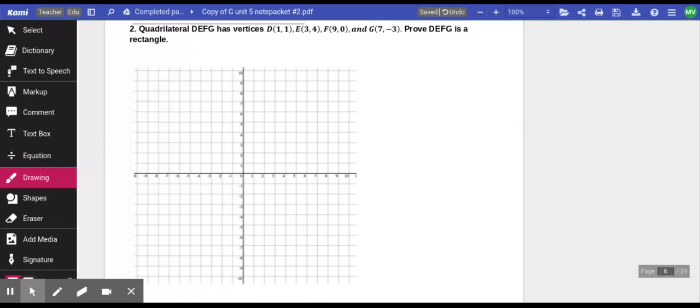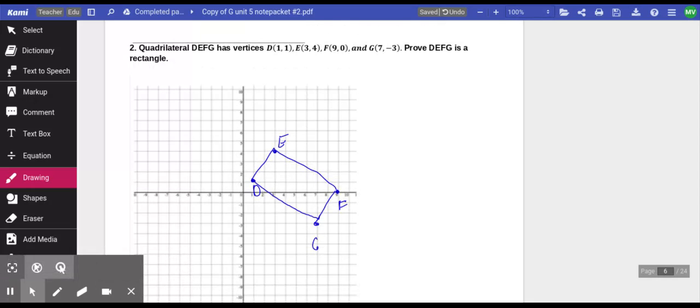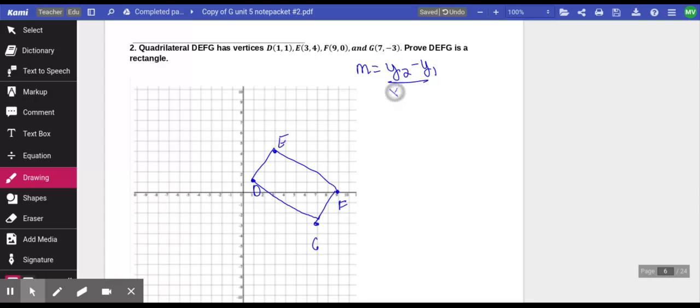So again, you want to find the four slopes. You can see I drew the diagram first. Now I'm going to do my slope, so I write my formula: m equals y2 minus y1 over x2 minus x1. I'm going to find the slope of DE. So that's 4 minus 1 over 3 minus 1. So that's 3 over 2.